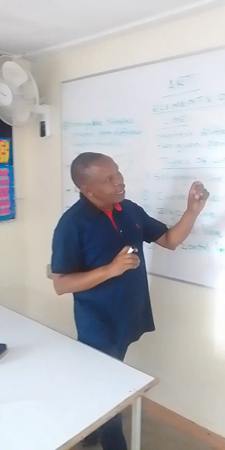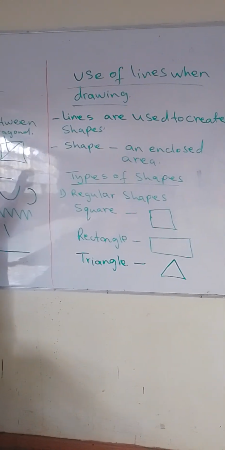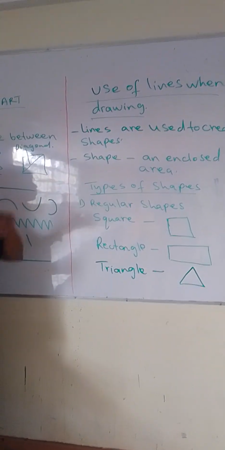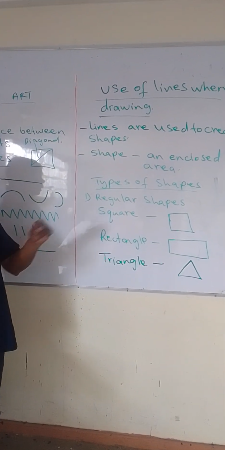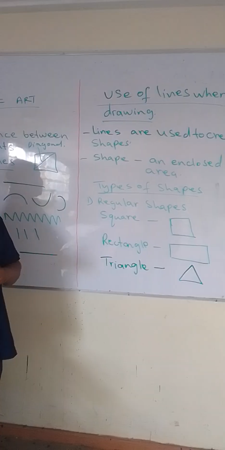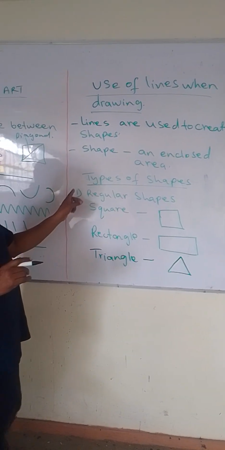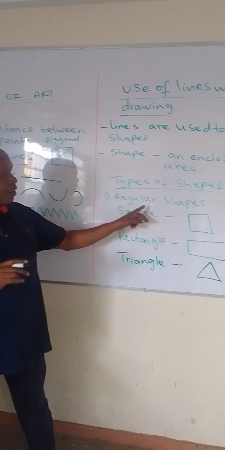Now we are going to look at how you use lines in order to create shapes. So first we define what a shape is. A shape is an enclosed area. Like in mathematics, we are told to find the area of a rectangle, square, or a triangle. So we find the area within an enclosed area. Here we have different types of shapes, whereby we have regular shapes.